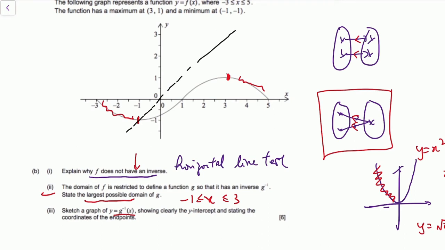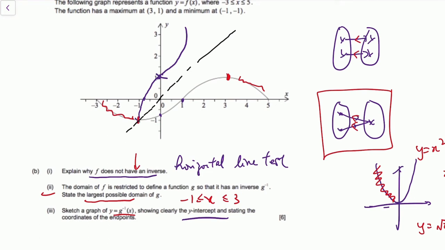So we'll reflect it. The trick is that all the x-intercepts become y-intercepts, and all the y-intercepts become x-intercepts. So it should look kind of like this. Yeah, that's not too bad. So clearly the y-intercept, that's this one, states the coordinate of the endpoint.